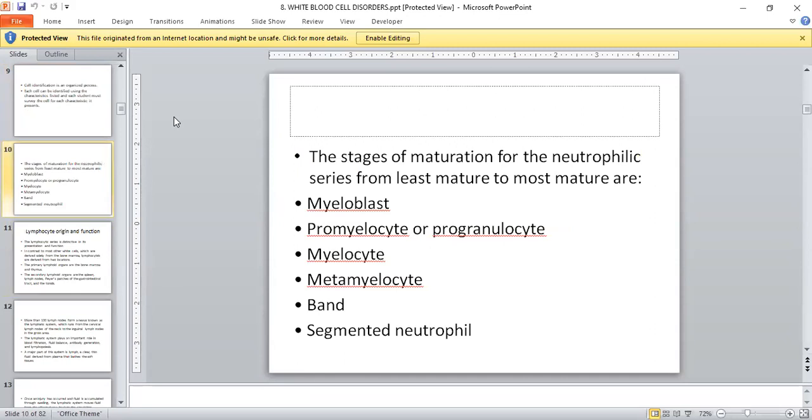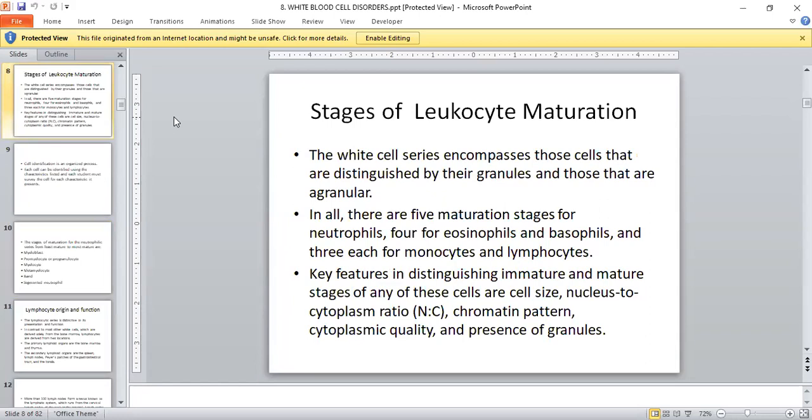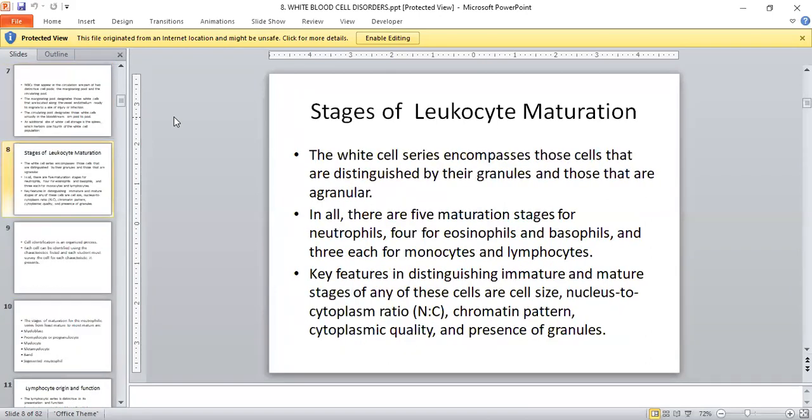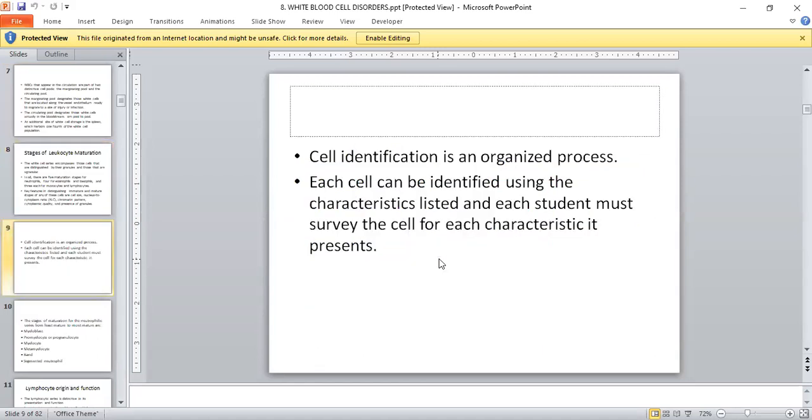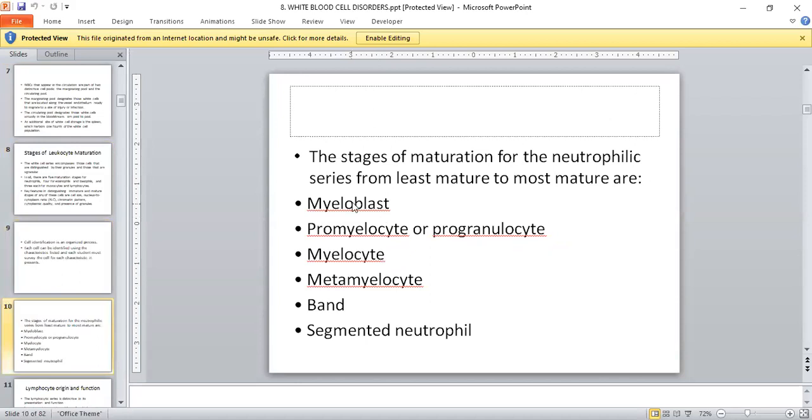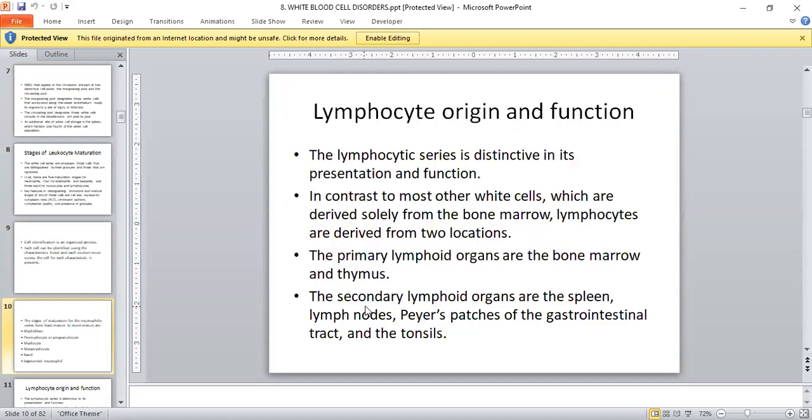So the stages of growth and differentiation for the leukocytes: there are 5 for neutrophils and 4 for eosinophils and basophils, and then monocytes and lymphocytes have 3. For neutrophils, we have the myeloblast, followed by promyelocytes, then myelocytes, metamyelocytes, the band cells, and the segmented neutrophils.